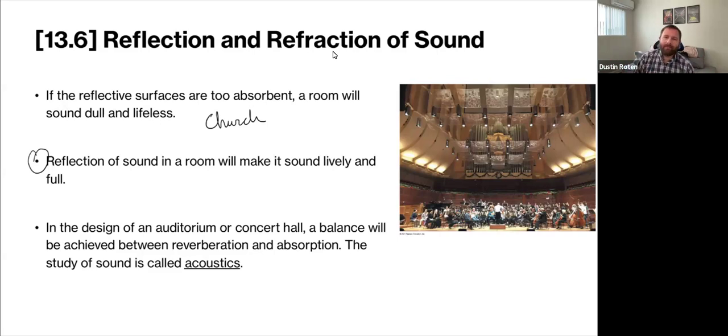So, something to keep in mind if you're thinking about opening a coffee shop or something where there's going to be a lot of sound. You'll want to pay more attention to what kind of walls you have, what the shape of the room is, that kind of thing.